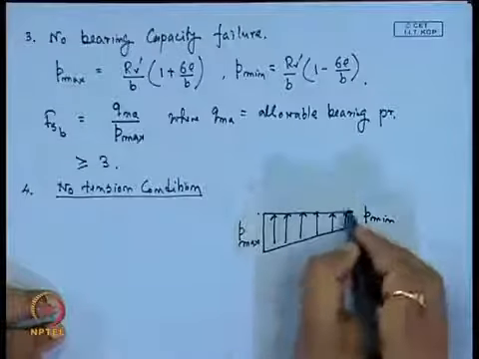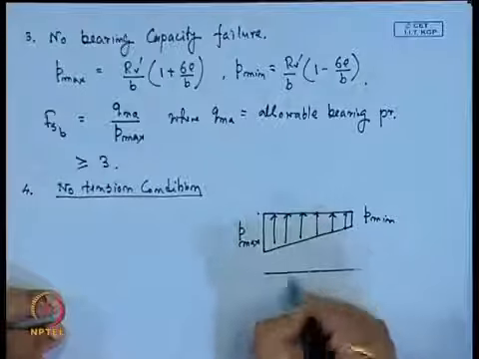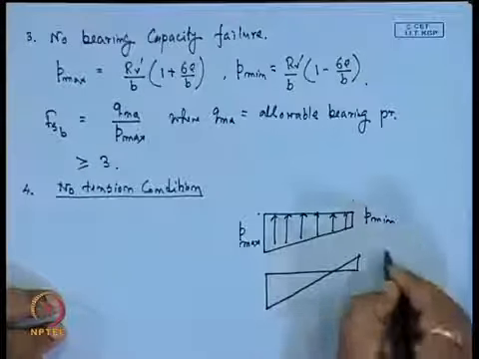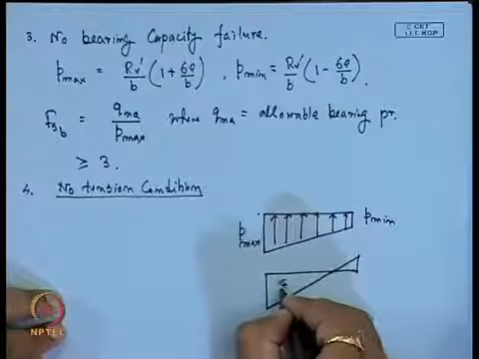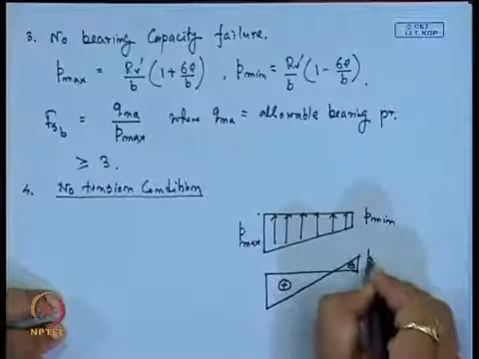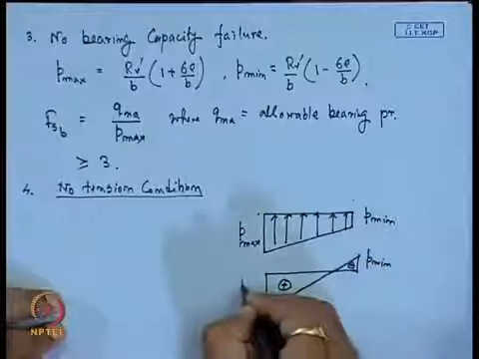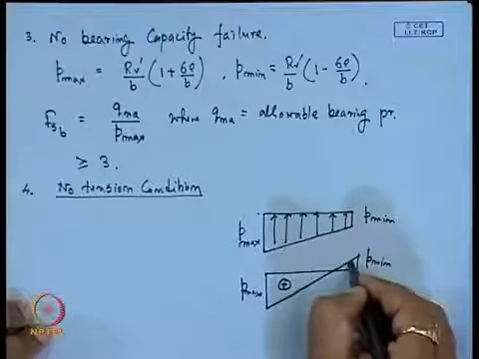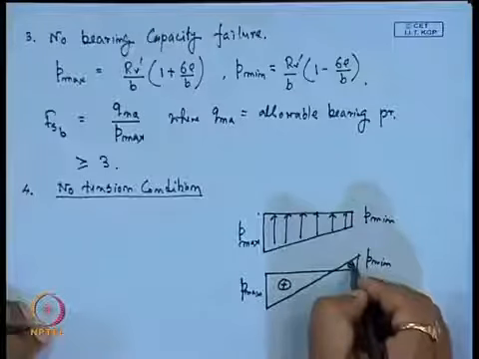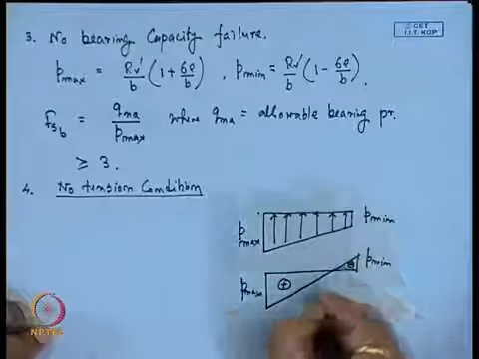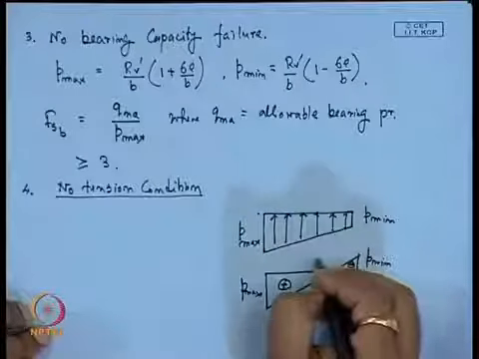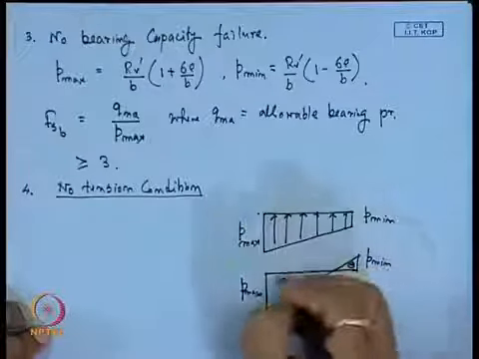Now, there is a possibility that we may get this type of distribution also, where if this is positive, then this will give us this P min, this is P max. So, this will give us the tension condition. This will give you the negative stress, so that will give us the tension condition. So, we have to avoid this tension condition.